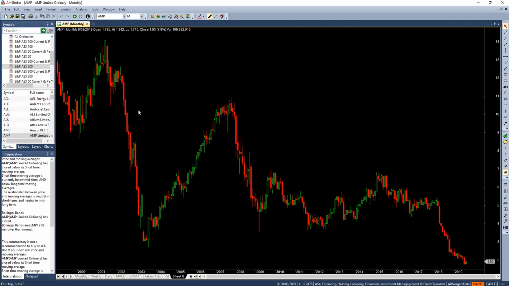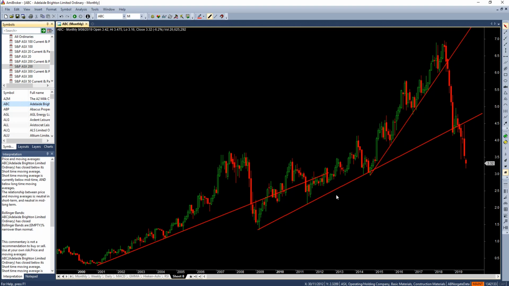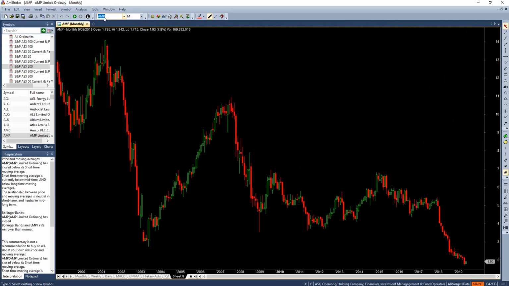This time, the previous ones were drawing the uptrend line. If we go back to ABC, for example, we're drawing the uptrend. The uptrend is connecting the lower two points. And now we go into AMP, and that's the opposite of an uptrend, this downtrend. So one point here, another point here.